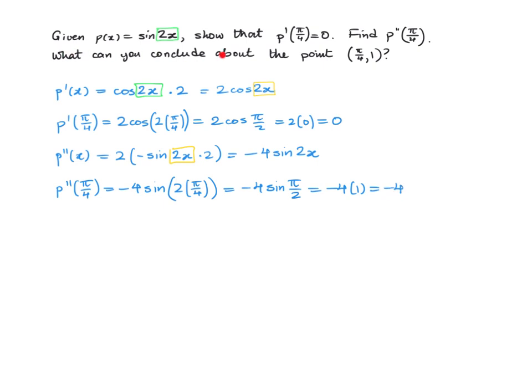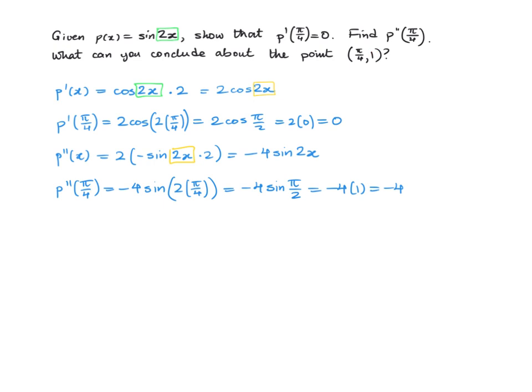Now we want to know what we can conclude about the point pi over 4 comma 1. Well, fortunately, they've given us the y-coordinate. We could plug in pi over 4 in here and get sine of pi over 2, which is 1, so that point is indeed on the graph, but we didn't have to because it already gave it to us.